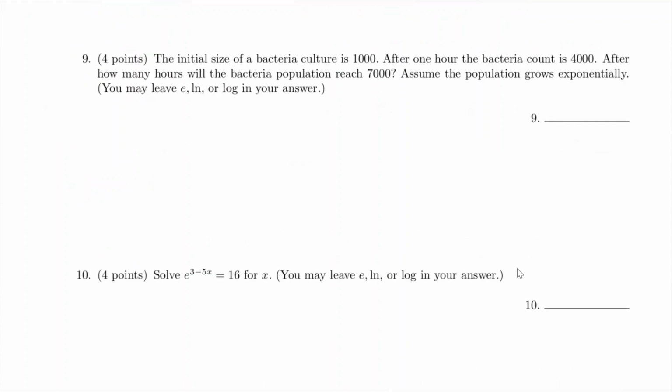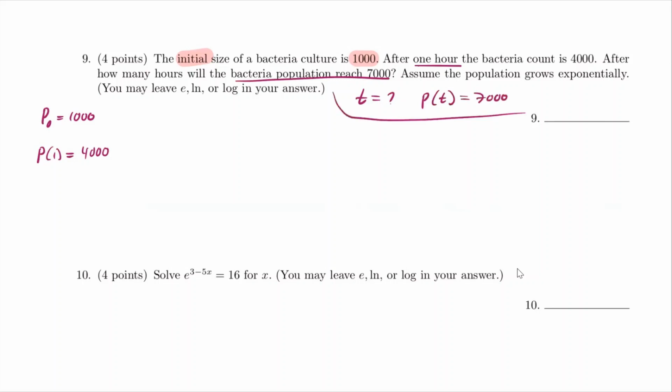All right, for number 9, here we have an application of the exponential function. The initial size of a bacteria culture is 1,000. That's the initial size. So I'm going to call that P0. That's 1,000. After 1 hour, the bacteria count is 4,000. So P of 1 is 4,000. After how many hours will the bacteria population reach this much? So we want to know what is t so that the amount at that time is 7,000. That's what we want. All right, so let's hold on to that thought.